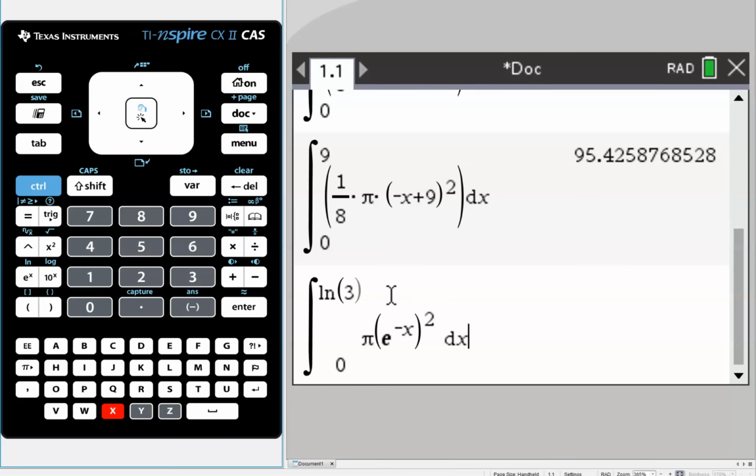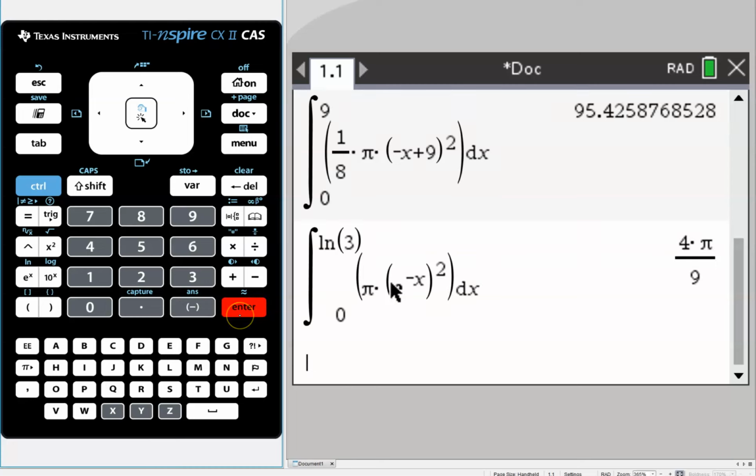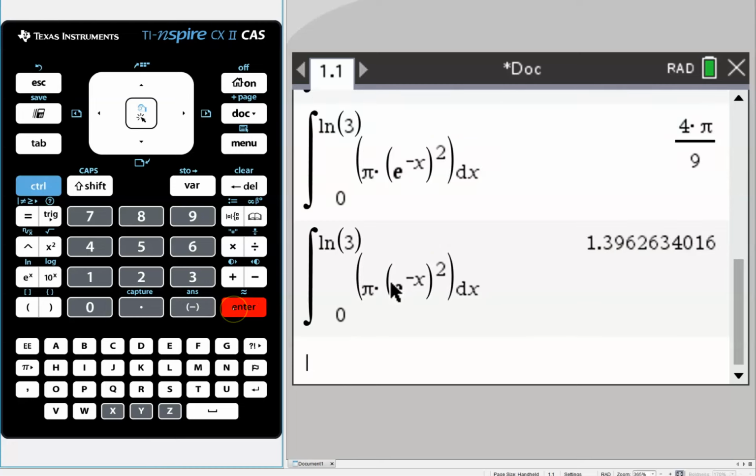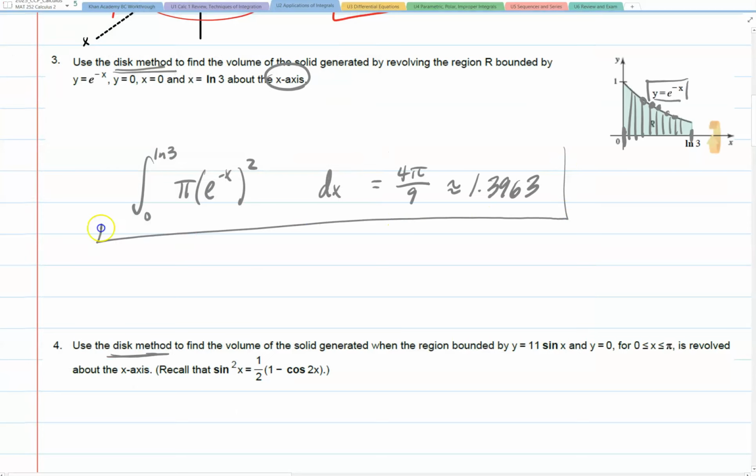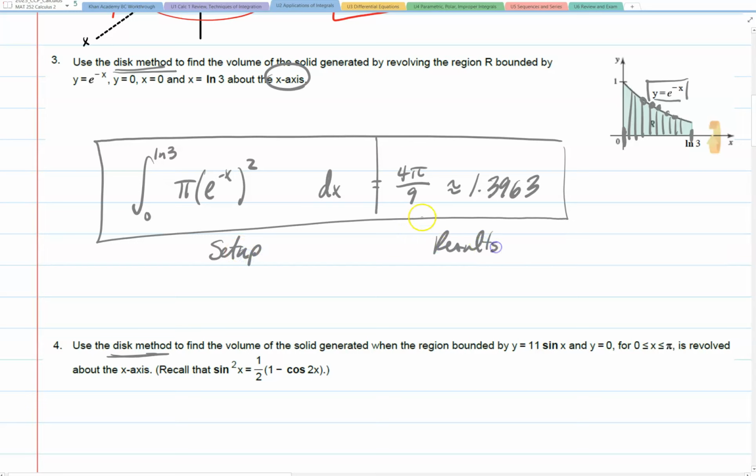So I've set up the expression in my TI calculator, and we'll tap enter. There's our precise result of 4 pi over 9 and an approximate result of 1.3963. And here again, when I'm checking your work, I'm looking for 2 or 3 things: the setup, what you did to put into the calculator, and your results from the calculator. And I am interested in precise and approximate results.